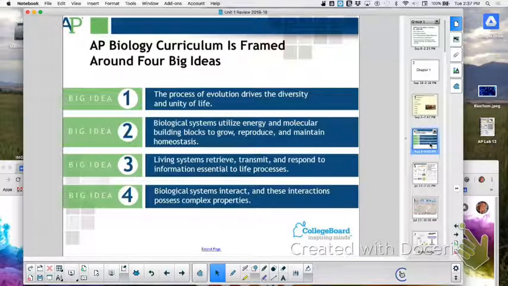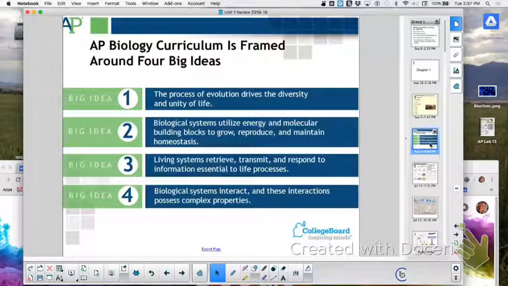Big idea 2 is that we utilize energy and molecular building blocks to grow. Utilize energy. I'm fast forwarding; you'll learn those reactions later. We started on that by talking about enzymes and energy, right? We're moving towards cellular respiration and photosynthesis, and how you can use that energy to grow, reproduce, and maintain homeostasis.